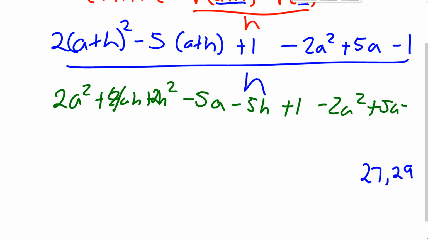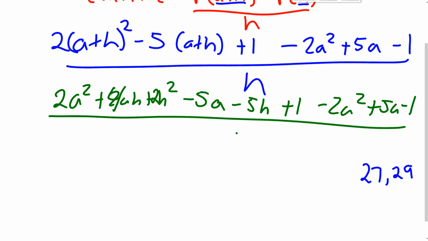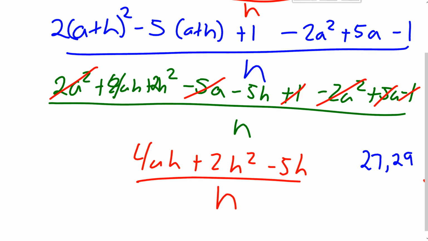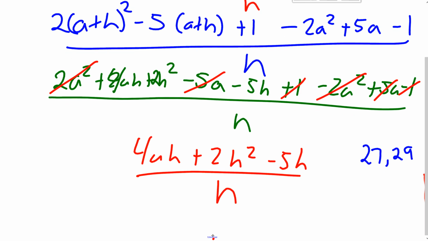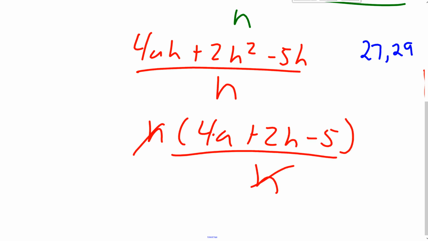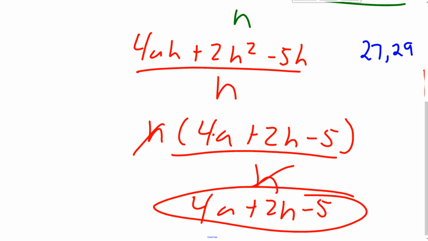Remember on these ones from last year that everything that doesn't have an h is going to get canceled. So that means 2a squared, 5a, negative 1, positive 1, so I get 4ah plus 2h squared minus 5h all over h. You can factor out an h. So we factor out an h: 4a plus 2h minus 5 all over h. H's cancel. Now we have the difference quotient here. So that's our difference quotient.